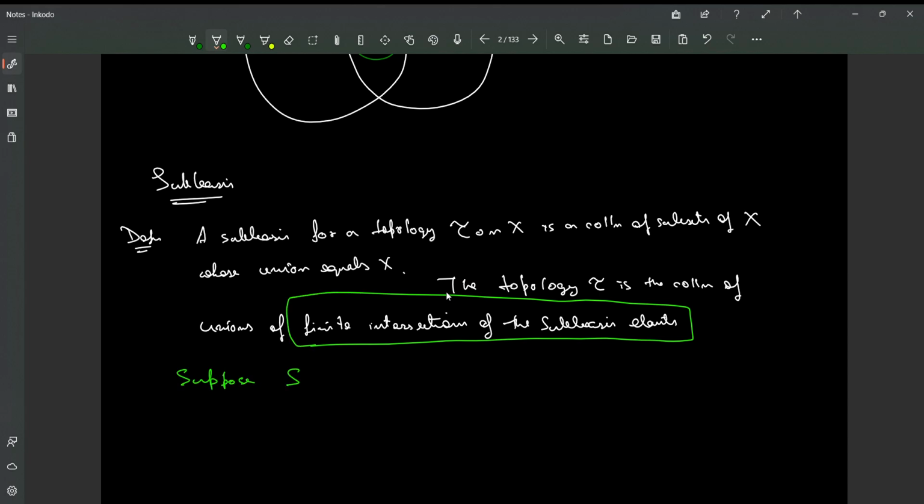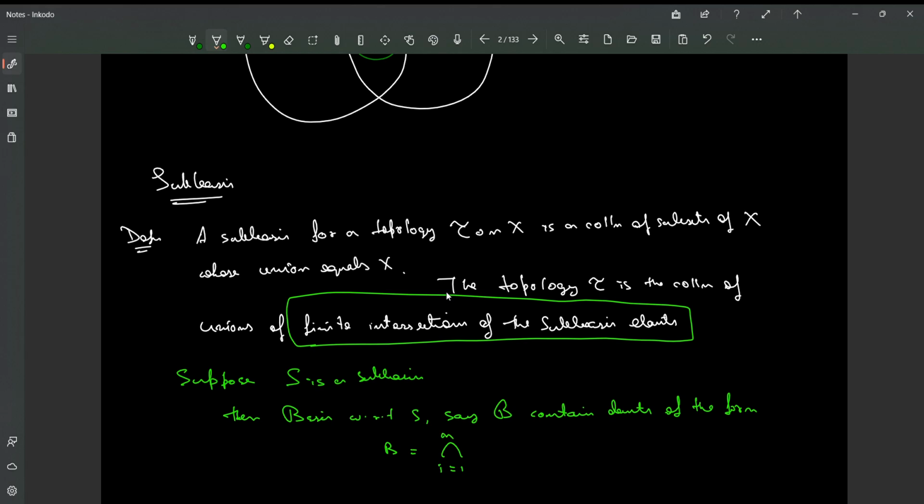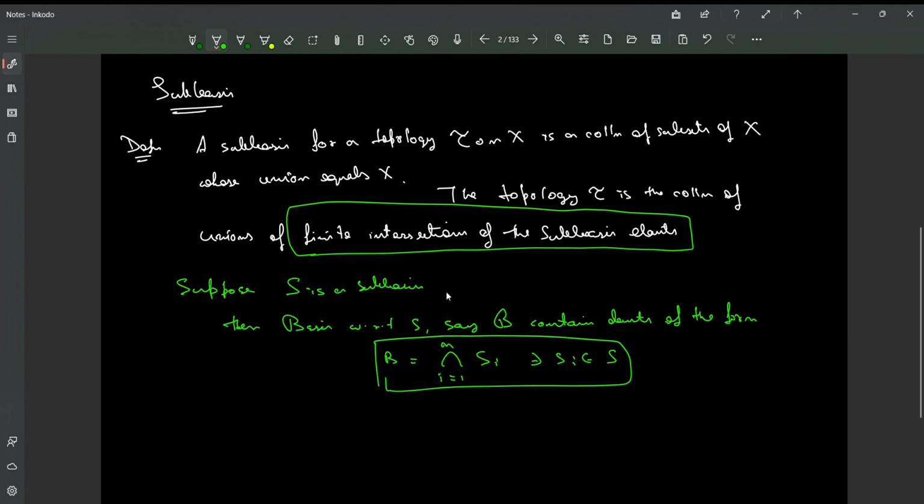That is, suppose S is a subbasis, okay? Then the basis with respect to S, say B, contains elements of the form: every element from B is a finite intersection, S1 through Sn, such that each of these Si's are in S. So the topology tau is basically the unions over the intersections of these Si's, such that the union is X. That's the very obvious representation, right?